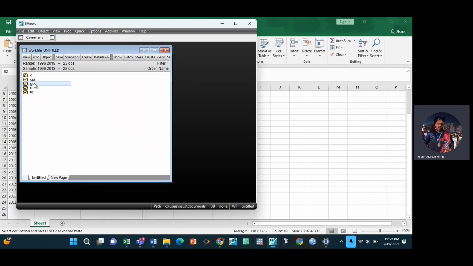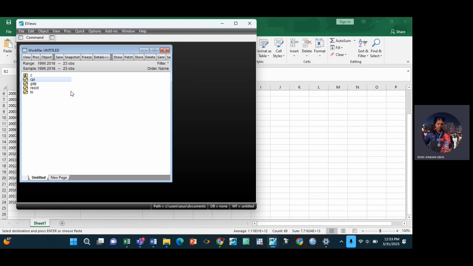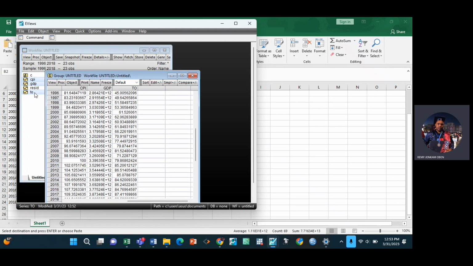You see this is CPI, GDP, trade openness. You can check to see if the data is actually there. For instance, if I click CPI and I press enter, you see I have the data, right? This is my data. And if you see last updated 12:52, look at my time here, 12:53. So you know that you're on the right track. You can check the data of all of them at once: click one, hold control, click the other. Then you can just press enter, all of them will open. So these kind of things.